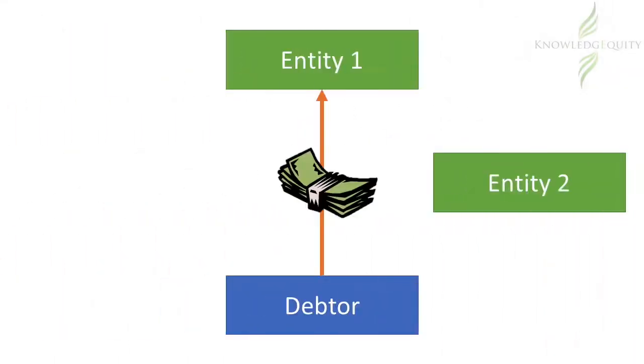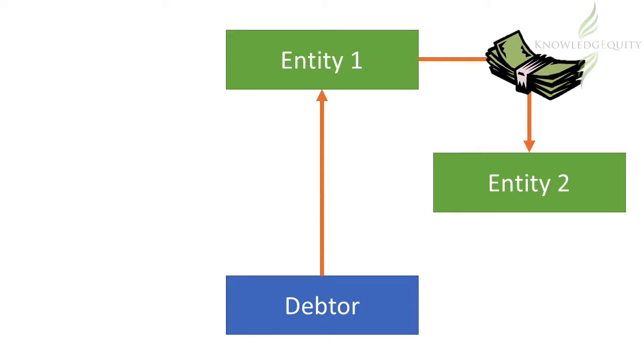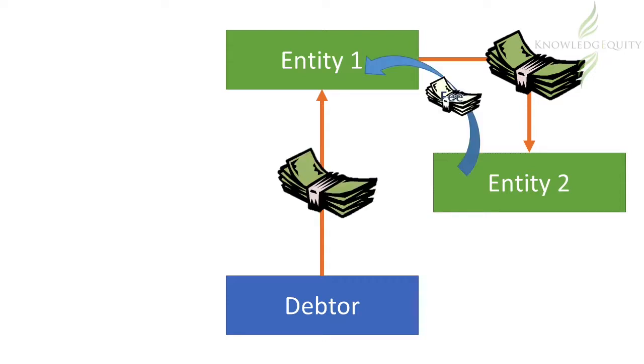For example, Entity 1 collects money from a debtor. Entity 1 then enters into an agreement with Entity 2 to hand over all the cash it receives from the debtor in exchange for a fee which is usually less than the value of all cash flows transferred. However, IFRS 9 places a number of restrictions on whether this type of arrangement qualifies for derecognition.